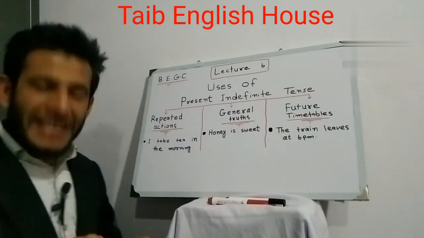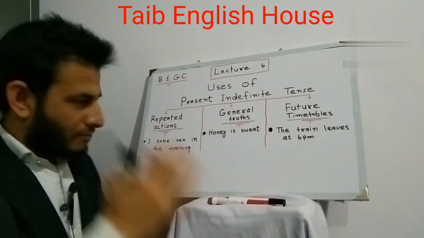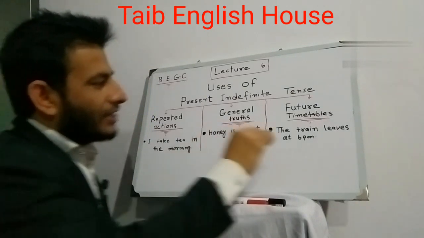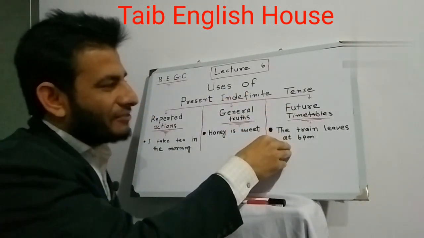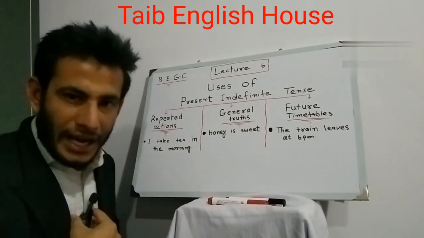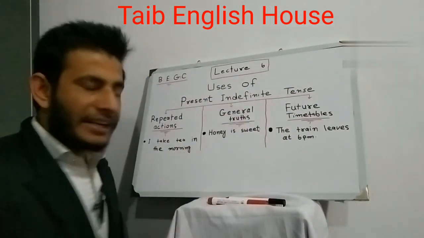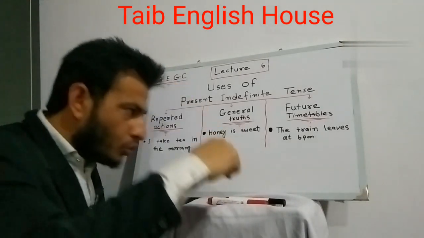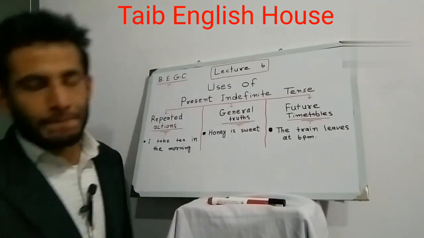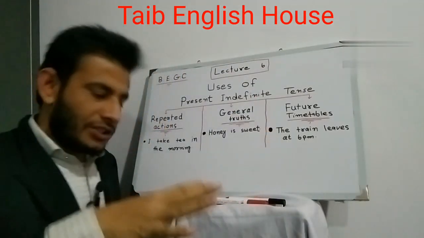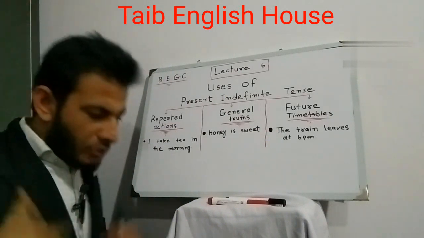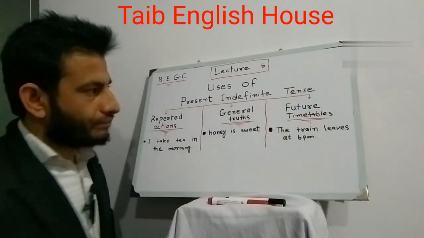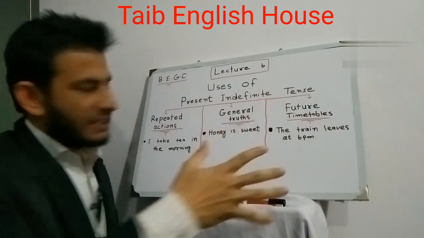So, now I have 5 p.m. but the train will leave at 6 p.m. So, here I used present indefinite tense. Why did I not use future indefinite tense? The train will leave at 6 p.m. It's also correct, but I use present indefinite tense. Why? Because this action is fixed, planned action. And when we talk about the planned action, the fixed action, that time we use present indefinite tense for future.